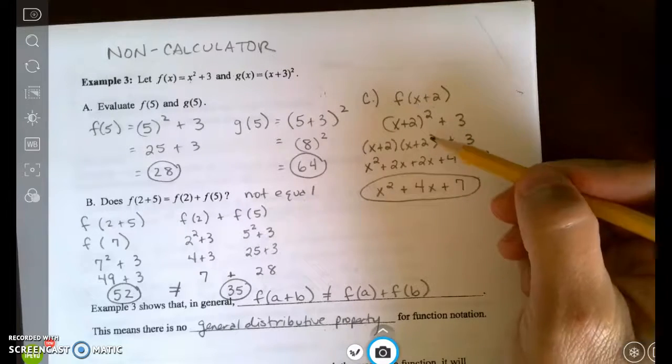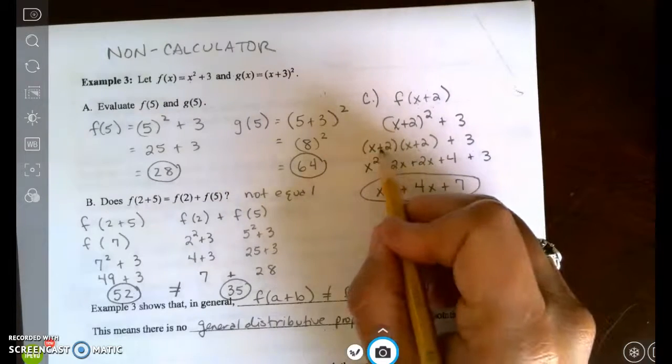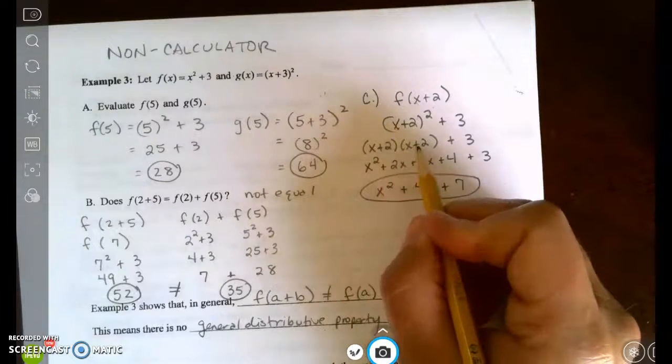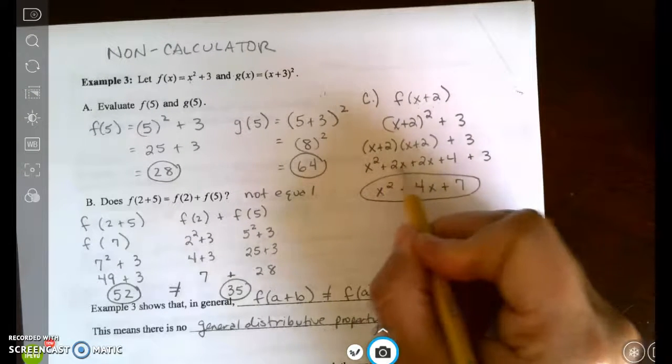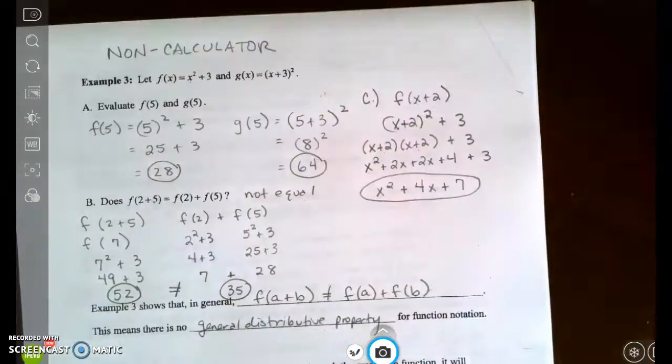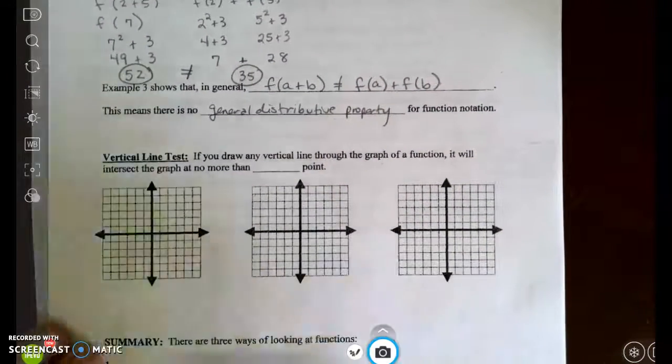Notice again, you've got to make sure when you have a quantity squared that you multiply the quantity times the quantity again and use FOIL. So you should have a middle term. All right, let's go down here to the bottom where we're going to talk about the vertical line test.